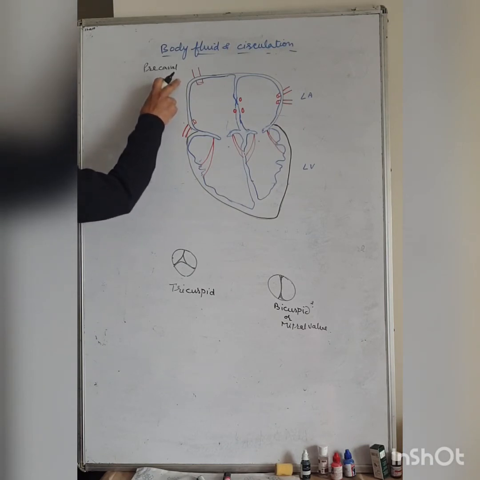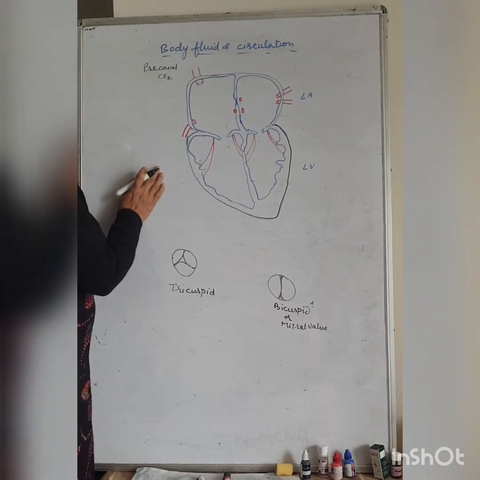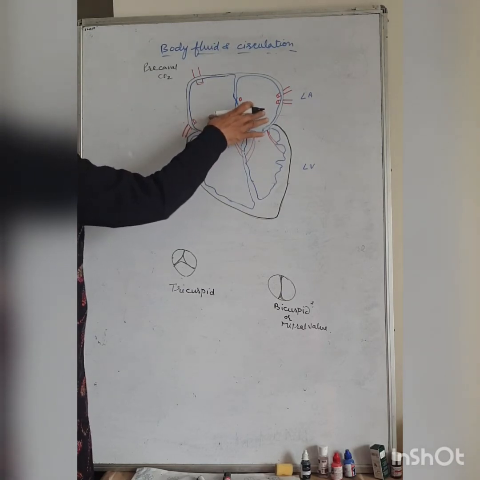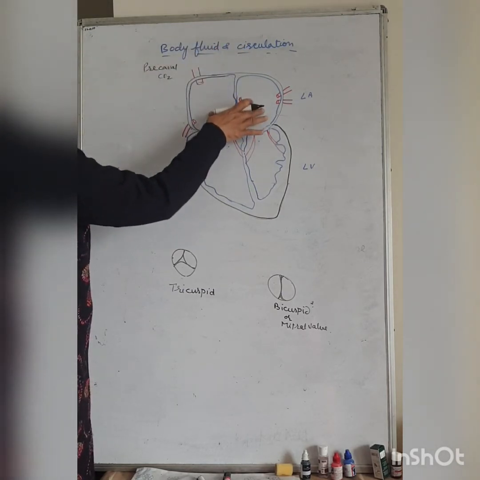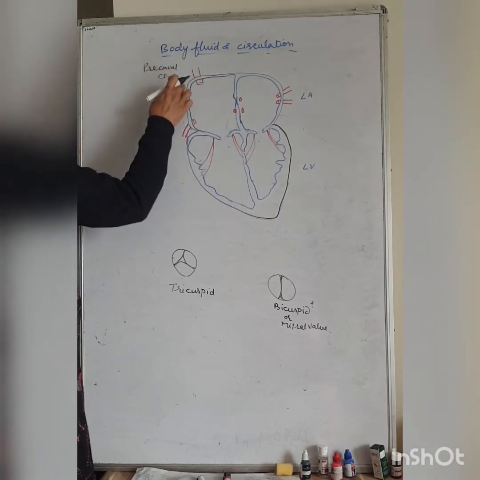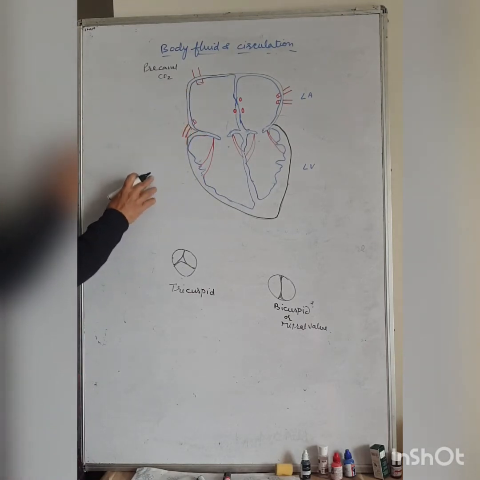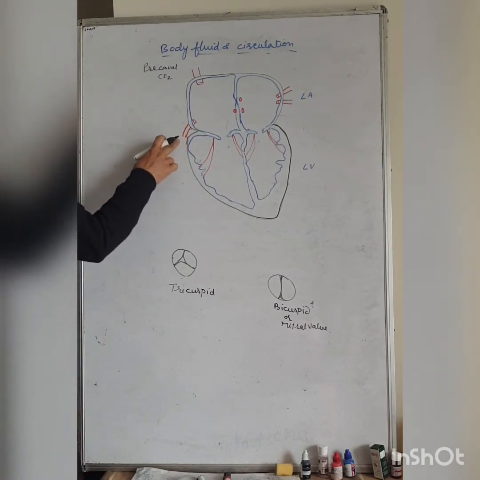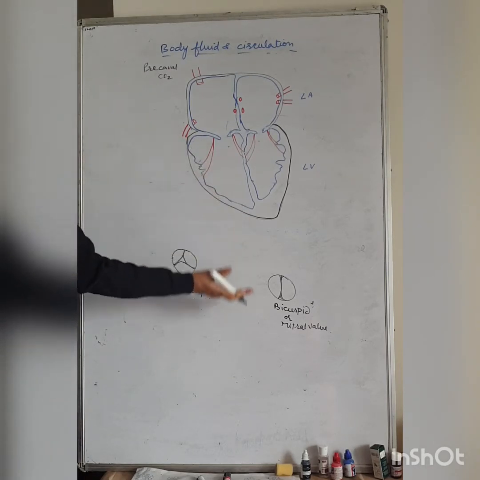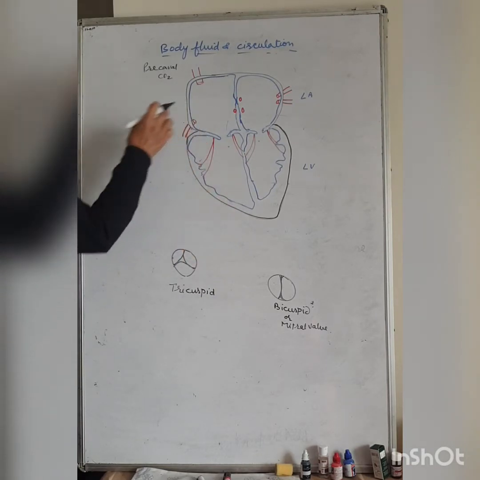The precaval brings the deoxygenated blood from the upper part of the body, the arms and the head portion. The part above the heart, the precaval brings the deoxygenated blood from them into the right atrium. The inferior vena cava also brings deoxygenated blood from the lower parts of the body, from the abdomen, into the right atrium.